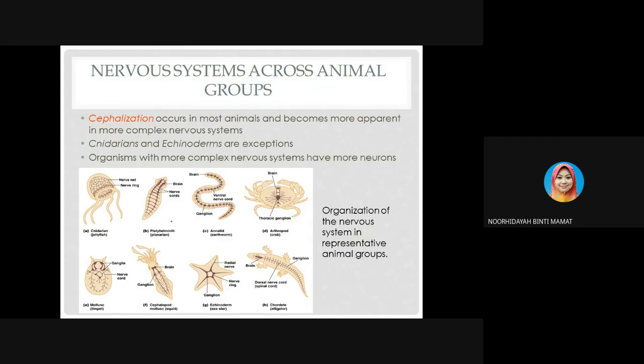In the platyhelminthes, the planarian, they have a brain and also a nerve cord. So it has some sort of a solid ventral nerve cord. Okay, this group of animals.